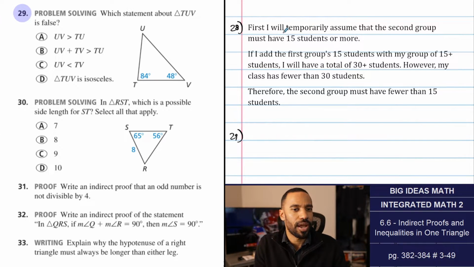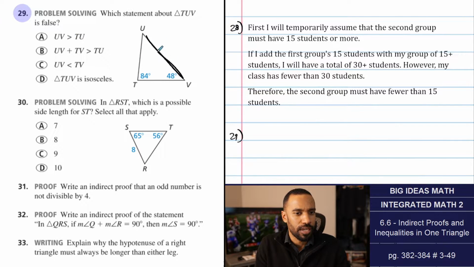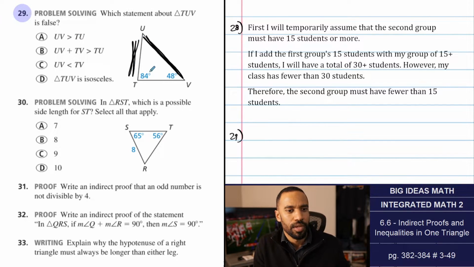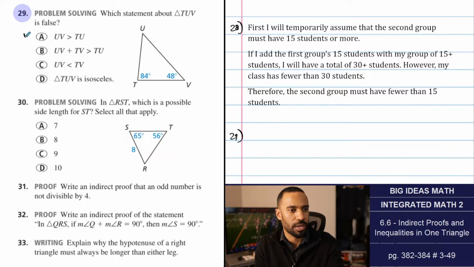Which statement about triangle TUV is false? A, UV is greater than TU. Let's see. Well, here's UV. I think I said TVU. I meant TU. Here's UV, here's TU. UV must be greater than TU because 84 is more than 48. The side opposite the larger angle should be the longer side. So that is a true statement. I'm going to just put a true there.